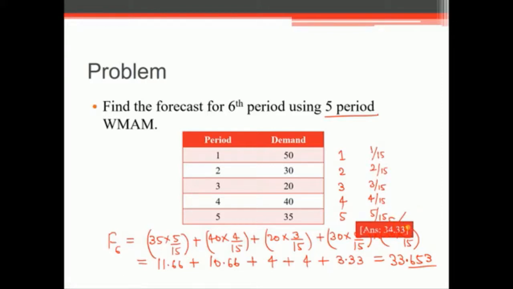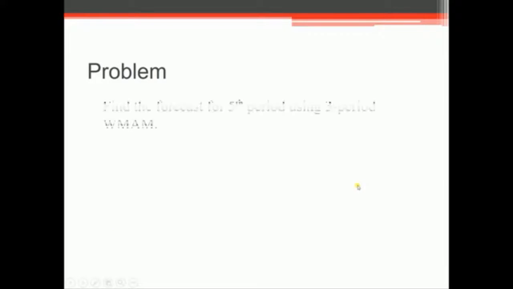So here also it's a mistake. The correct answer will be 33.653. Fine. So find the forecast for the 6th period using 5 period weighted moving average method. You need to solve like this. Alright. So next question once again. Find the forecast for the 5th period using 3 period weighted moving average.